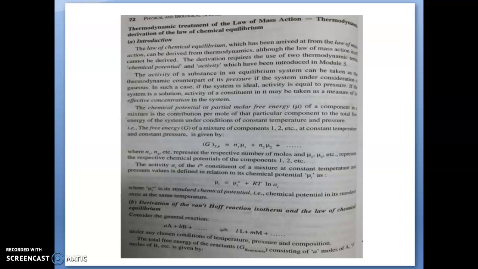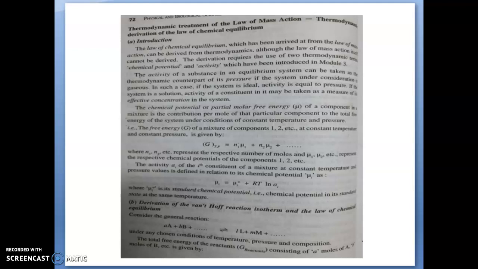So what is chemical potential? Chemical potential is the partial molar free energy of a component in a mixture. That is the contribution per mole of that particular component to the total free energy of the system under conditions of constant temperature and pressure.